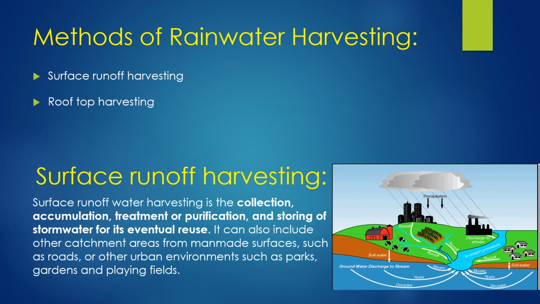The rainwater that runs off land and moves away from the area where it originally falls is called storm water. In surface runoff harvesting, the storm water, that is the flown water from the ground, is collected, accumulated, and purified, then stored for later use. It can also include other catchment areas from man-made surfaces such as roads, parks, and gardens.